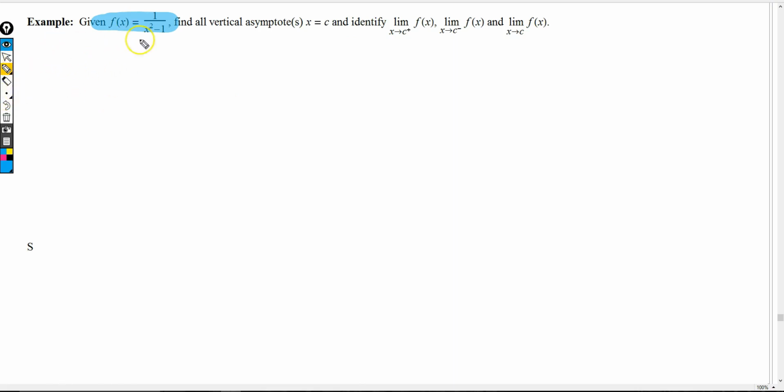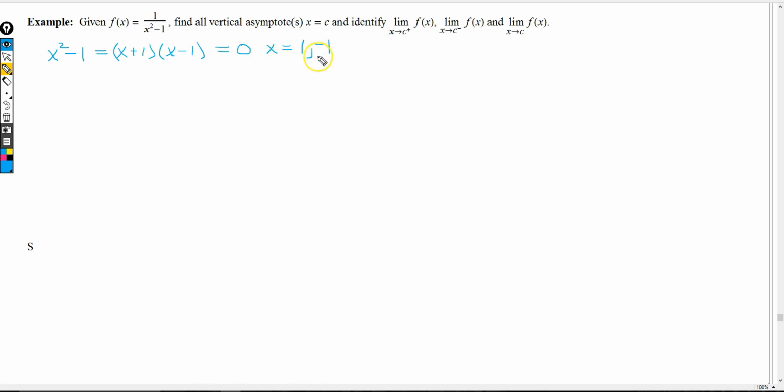The first thing we want to do is find where the denominator is equal to 0. So we're going to set x squared minus 1 equal to 0. Notice that that actually factors, and when we set it equal to 0, we get x equals plus and minus 1, 1 and negative 1.